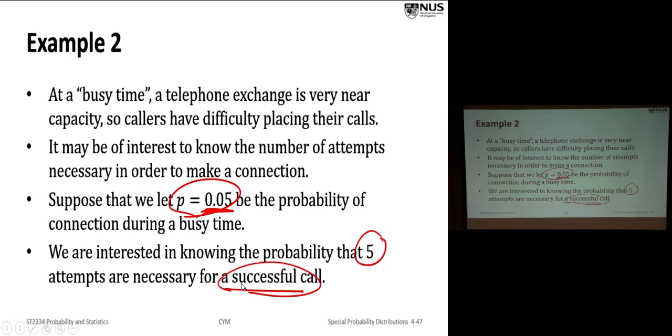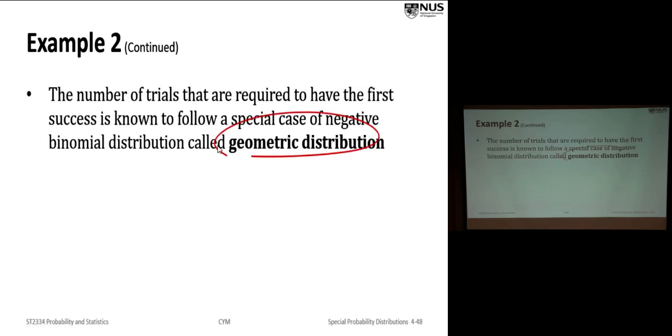So I only have 1 success. I'm interested in only 1 success. I don't bother about how many successes. Just 1 success, get through. All right? The chance of each attempt to get through is only 5%. So what is the chance that I get through in the 5 attempts? So this is called the geometric distribution.